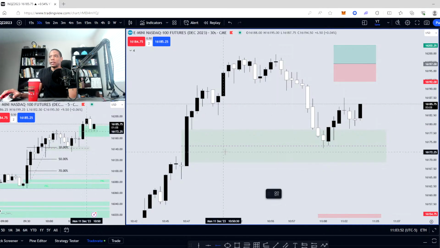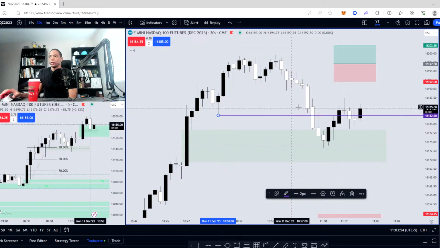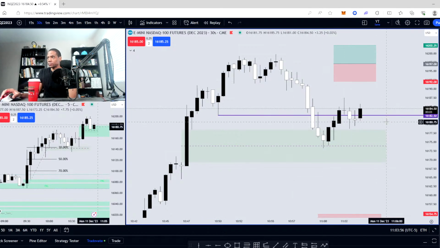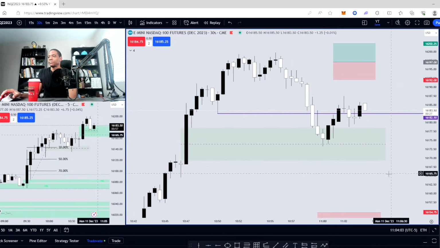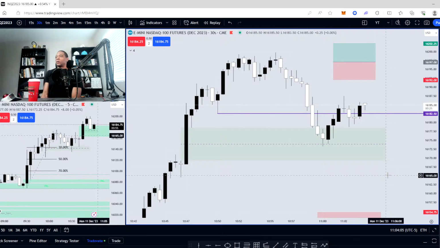Okay, so as of right now, we did cross over into a market structure shift. So there's potentially a short setup. We have to continue to watch price a little bit to see if that actually materializes. But we're closer to a short setup than we are to a long.